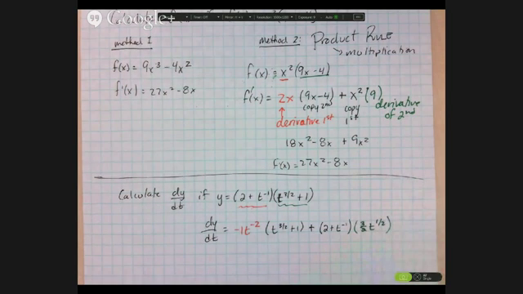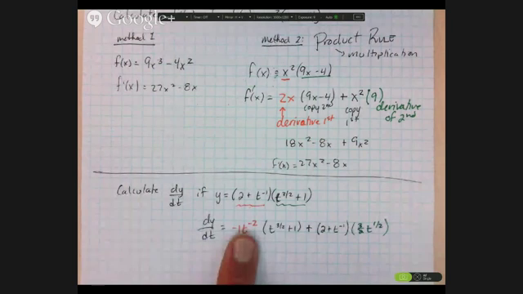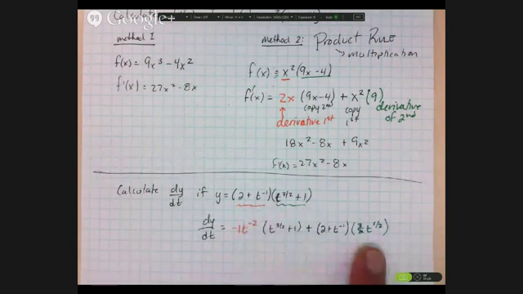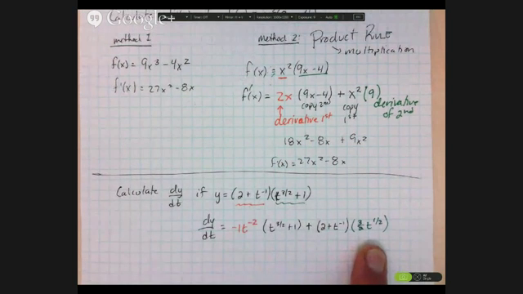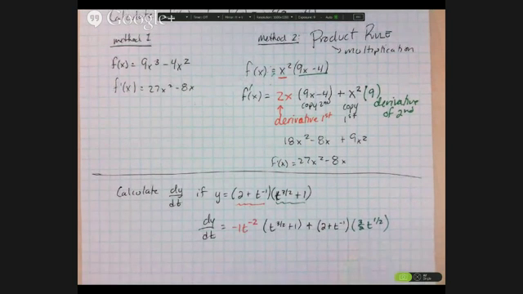Oh, I get it. Okay, derivative of the first, copy second, plus copy first, derivative of second. Wait, is that negative 1? Yeah, so bring the exponent down and subtract 1 from it. Power rule.